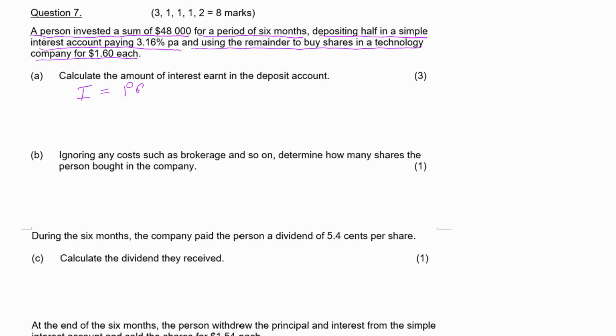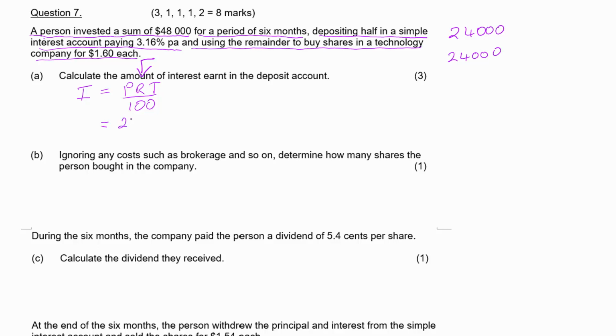So I equals PRT over 100. That's the formula I always use because it means that I don't have to change the R to a decimal. So they put half of the money. So they're going to put 24,000 in that account and use 24,000 to buy shares.